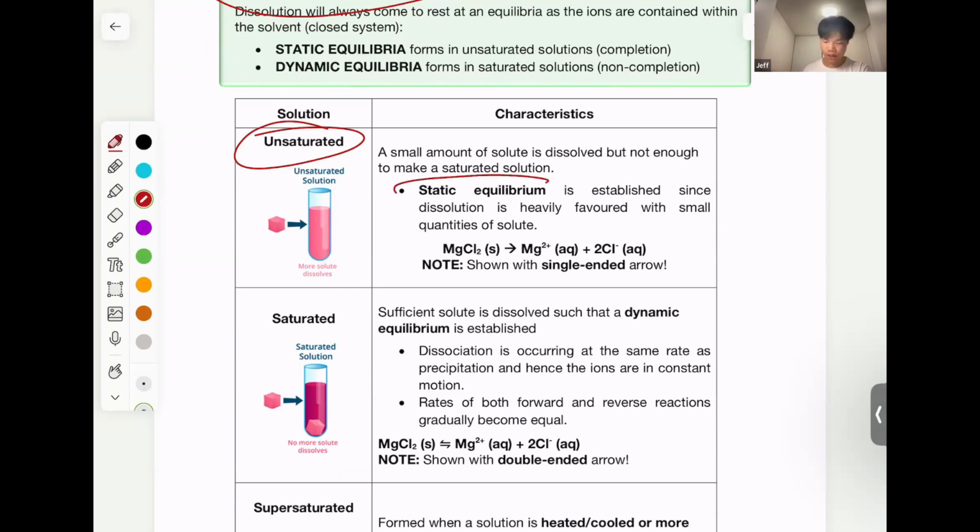That's the case where you have a static equilibrium, a reaction that's gone to completion, 0 rate of forward and reverse reaction, and hence you can sometimes see dissolution shown with a single-ended arrow. That implies a complete dissolution.